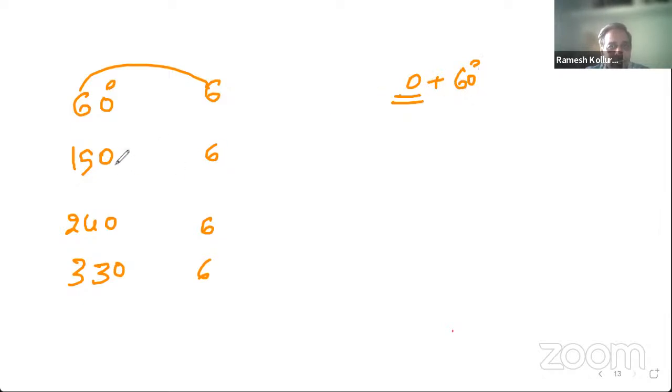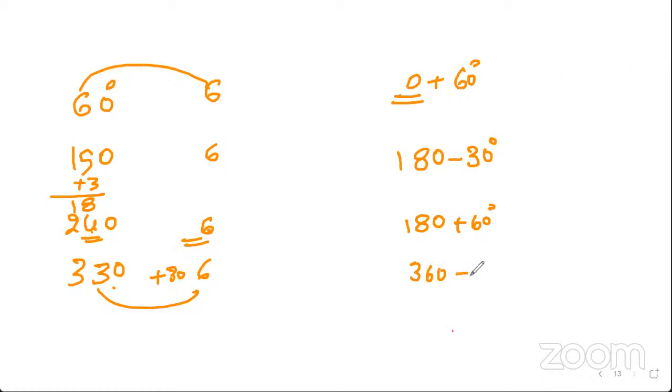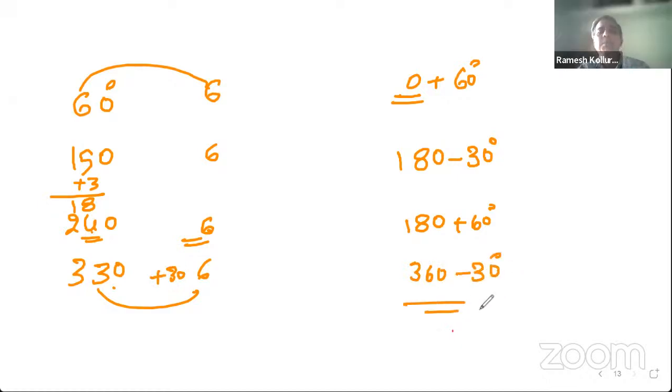Here I'm adding 60. Here I will add 30, so I write 180 minus 30. Why? Because adding 3 means subtracting 3. So 180 minus 30. Here this is even, this is even, so I subtract, which means 180 plus 60. And then this 6, odd and even, so I will take 30 and add it, so 360 minus 30. That's how I simplify any trigonometric angle. Just by seeing that, you can easily write it.